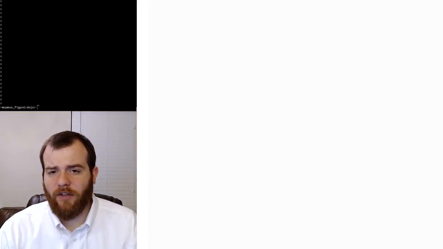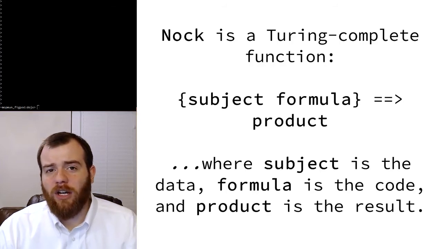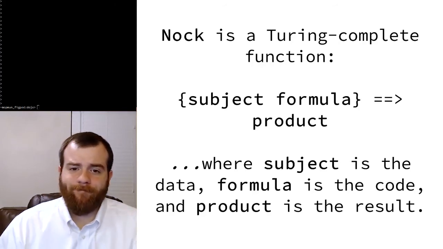What is this Nock function? Well, it's a Turing-complete function from a subject and a formula to a product. So the subject is data, and it has a certain structure to it. And the formula, you can think of that as being code which operates on or manipulates the subject, and the result of that manipulation is the product.